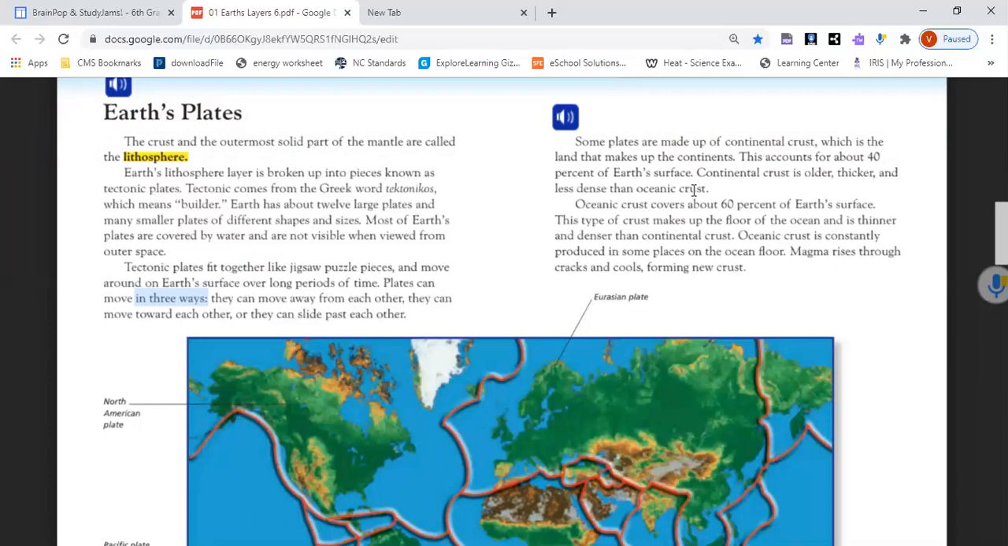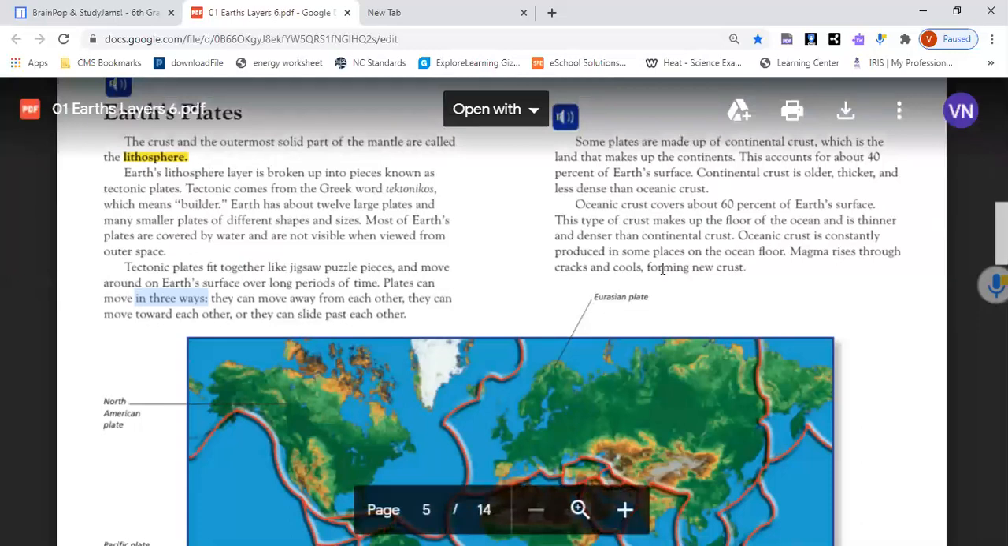Oceanic crust is over 60%, which means it's more than continental crust. This type of crust makes up the floor of the ocean and is thinner and denser than continental crust. So oceanic crust is always thinner and denser than the continental crust. Oceanic crust is constantly produced in some places of the ocean floor. So oceanic crust is under the ocean and it's constantly getting produced each and every day. Magma rises through the cracks and cools, forming new crust. So how does it happen? The magma, the lava, moves up and rises through the cracks, and then it forms a new crust. Again, this process keeps repeating.